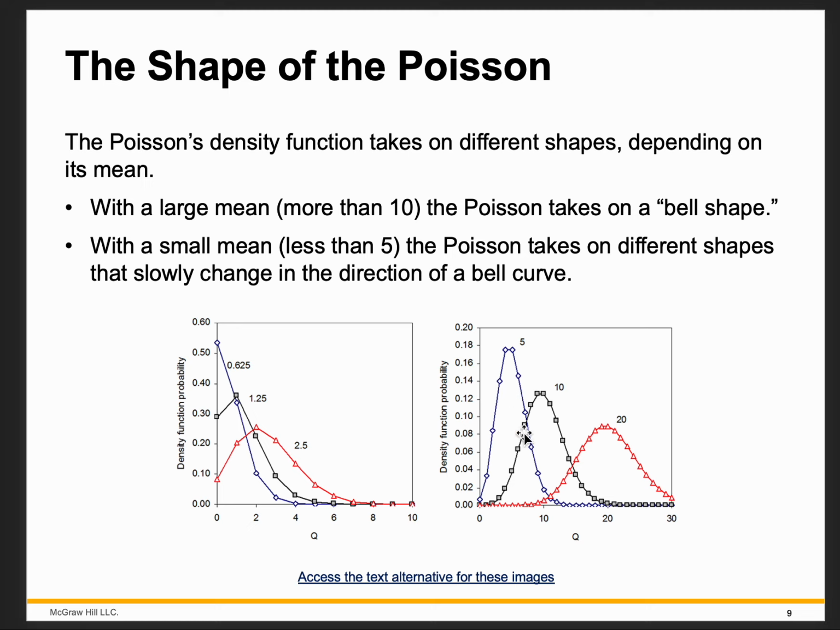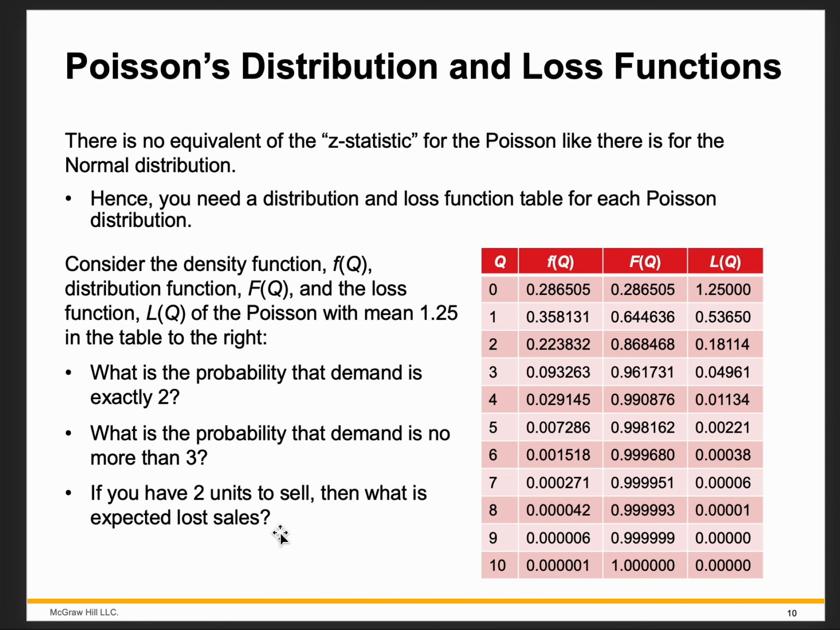So you can see here the different Poisson distributions. With a large mean, the Poisson distribution starts taking the same sort of bell-shaped curve. As the mean increases, it becomes closer and closer to the normal distribution, so you might as well use the normal distribution anyway. But with a small mean, the Poisson distribution can take many different shapes. So that's something to keep in mind.